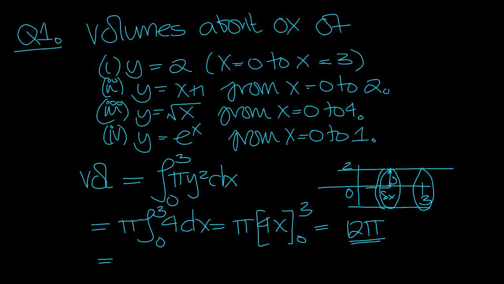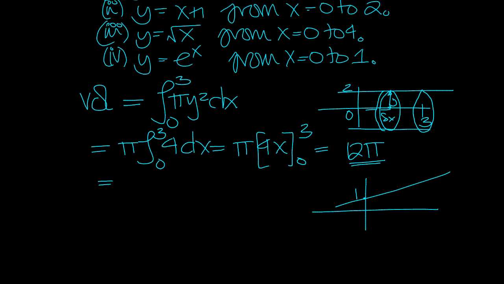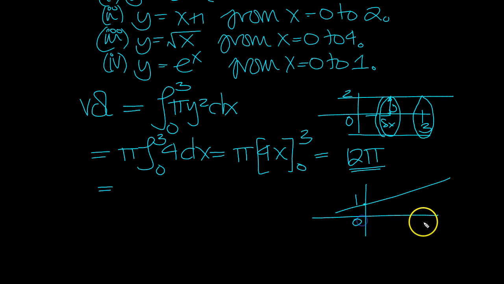Next one, y equals x plus 1. So let's have a look at that. y equals x plus 1 is a straight line. Intercept 1, gradient 1. And we're going from 0 to 2, so from x equals 0 to x equals 2. So there's the height there. This line here is y equals x plus 1.